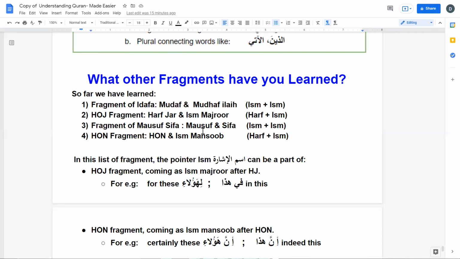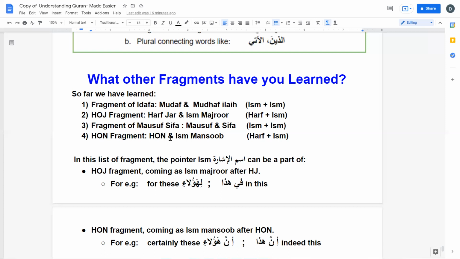And in mausuf sifa, both components are ism. One is a regular ism that is called ism zat, and the other ism that is there in the combination is sifa. So the defining ism. One is mausuf, and the other one is sifa. And then the fourth fragment we learned was harf of nasb fragment.